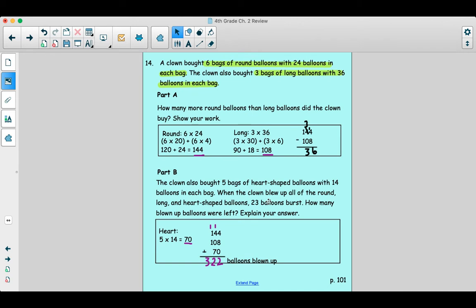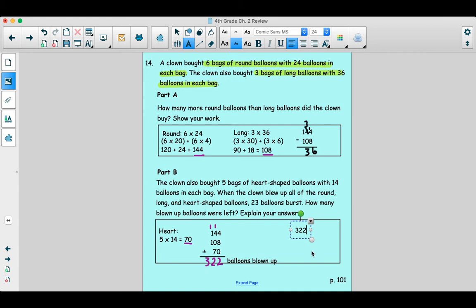23 of them are going to burst, which is actually kind of nice because 322 is almost 323, right? So 322 balloons were there, but 23 burst.